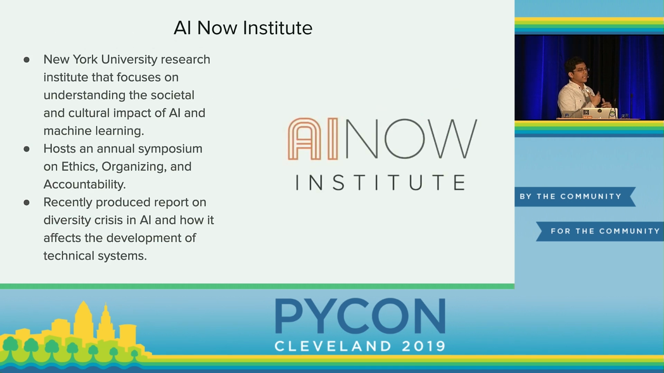And finally, I want to give a special shout out to the AI Now Institute. This is an NYU research institute that looks at the cultural and societal impact of AI. They held an annual symposium on ethics, organizing, and accountability. And they also recently produced a paper talking about the diversity crisis in AI. A lot of the issues with AI now come from the fact that we don't have diversity. We don't have different voices or different opinions in the room. And this makes a lot of ad hoc solutions to algorithmic fairness kind of moot.